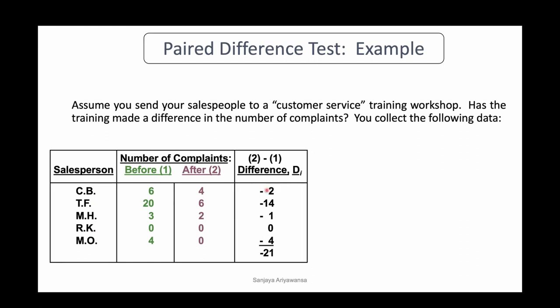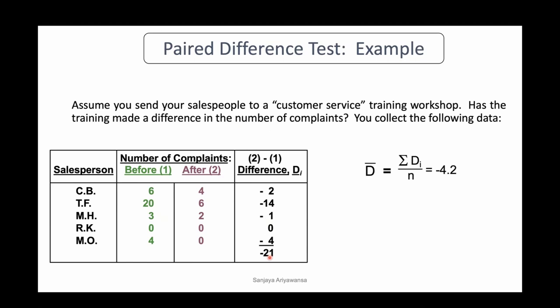Then you know that in this case, you have to first calculate the differences. You can calculate the difference either way, but for this example, I've calculated after minus before, because the question asks, has the training made a difference in the number of complaints? I want to check what has happened after the training as opposed to before the training. That's why I calculated the difference 2 minus 1, 4 minus 6 is minus 2, 6 minus 20 is minus 14, 2 minus 3 is minus 1, likewise, and I added them all up, the total being minus 21.